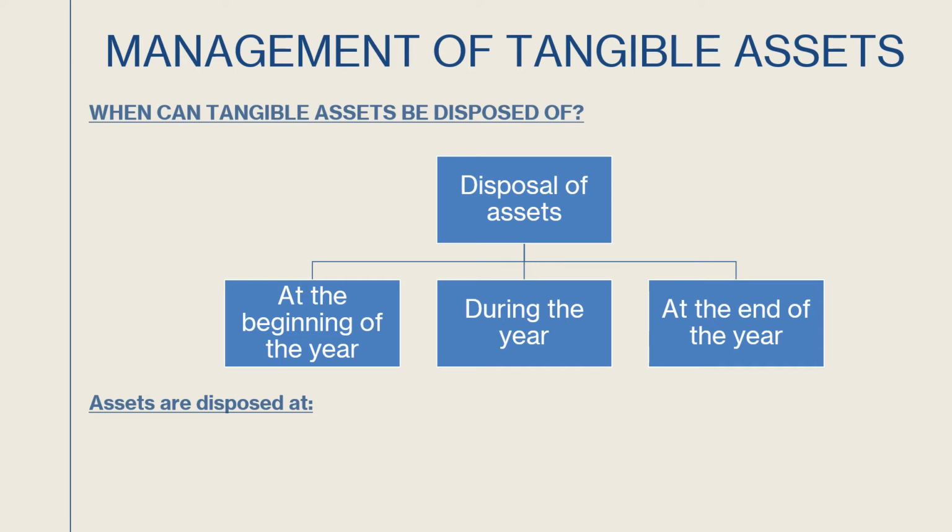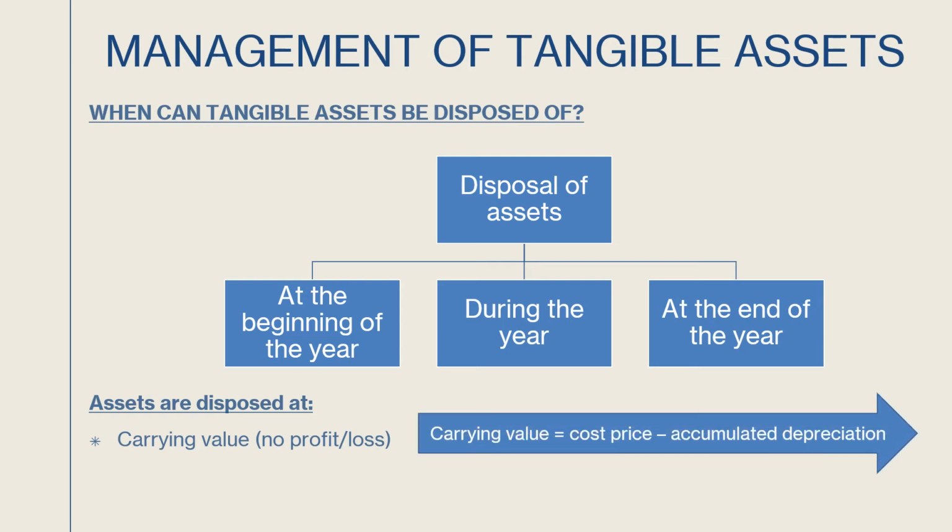When we dispose of the assets, we can dispose at carrying value. In other words, whatever the market value of the asset is, that is what we are going to be receiving for it. We don't make a profit, we don't make a loss. And just remember, your carrying value will be the cost price, the price that we paid originally for the asset, minus the accumulated depreciation up to the point of sale.